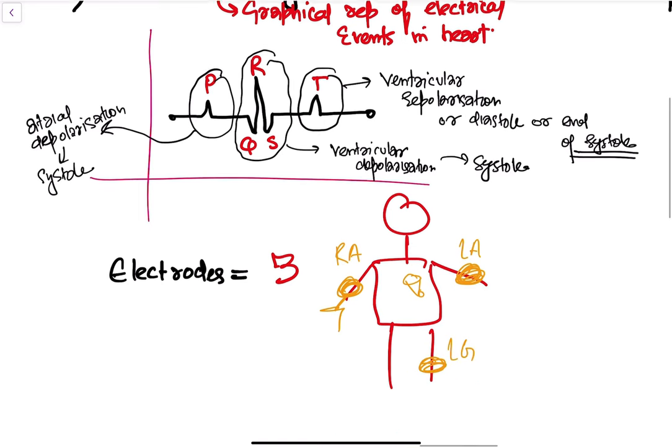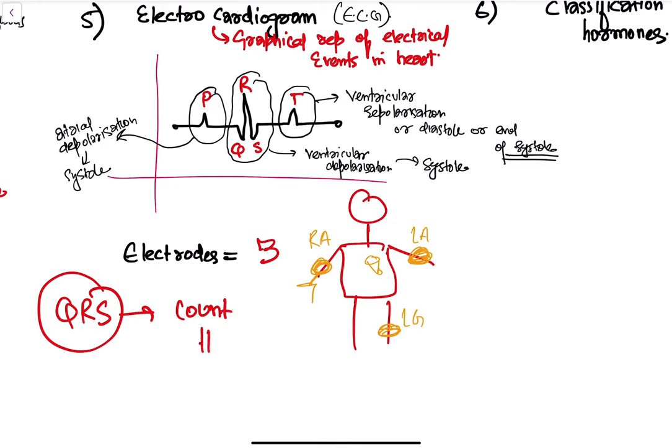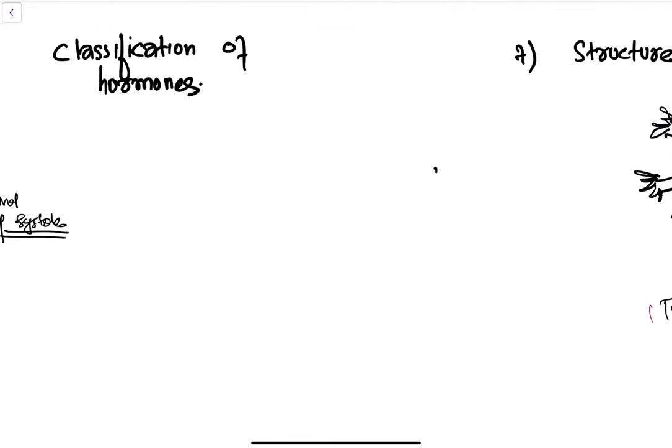Now, importantly, remember, we can determine the heart rate from the ECG by counting the number of QRS complexes. If we count them for a particular time period and then multiply by a specific multiplicand, we can determine the heart rate. Next topic that I have chosen is the classification of hormones.